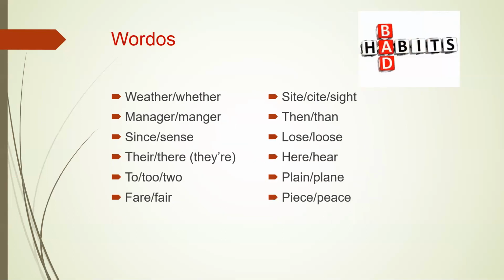Wordos. These are words that are spelled correctly, but are not the right word. Sometimes they're underlined, sometimes they're not. Whether and weather. This one is one I see all the time, manager and manger. Since and sense. There and their, that's a biggie. Then and than, loose and lose.